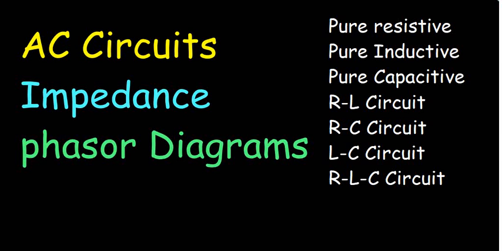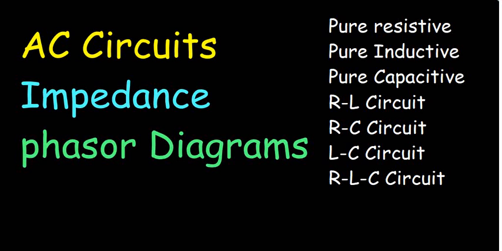In this video, we are going to talk about AC circuits, how to find the impedance of AC circuits, and drawing phasor diagrams for AC circuits. The purpose of these phasor diagrams and impedance is getting wide knowledge about AC circuits and what is resistive, inductive, capacitive, and RL circuit, RC circuit, LC circuit, RLC circuits. So parallel RC circuit, parallel LC circuit, parallel RLC circuits. These are the circuits that we're going to look at in this video.